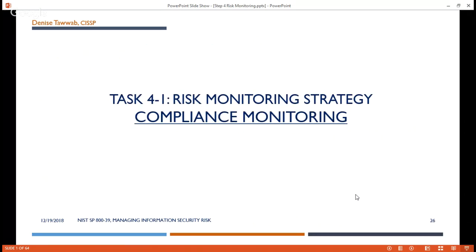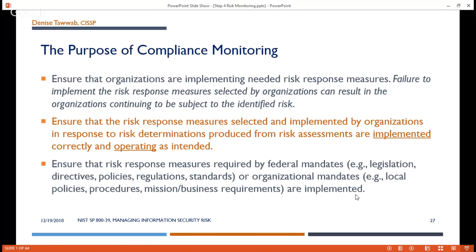Task 4.1, risk monitoring strategy. We're going to talk a little further about each type of monitoring. First up, compliance monitoring. The purpose of compliance monitoring, again, is to ensure that organizations are implementing needed risk response measures. Failure to implement the risk response measures selected by organizations can result in the organizations continuing to be subject to the identified risk.